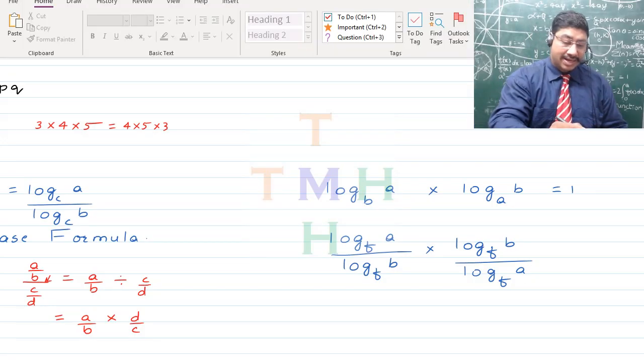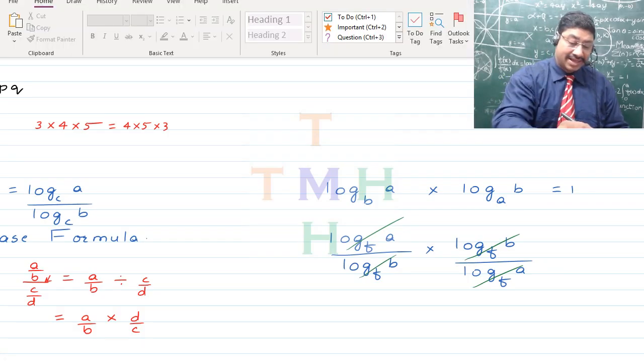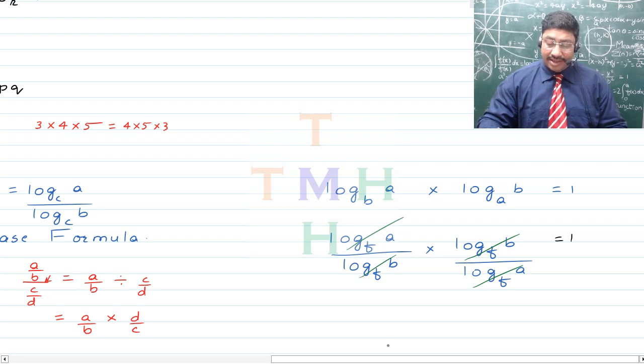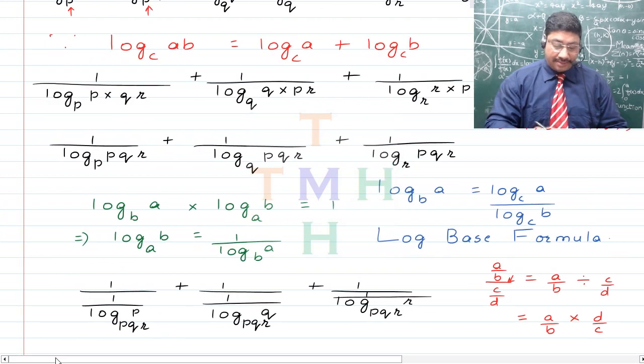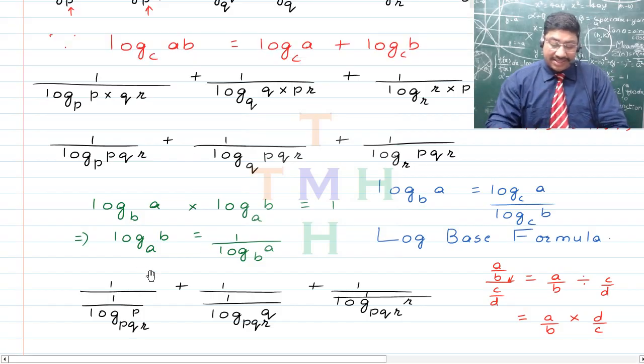Now we get to see that log A to the base F will get cancelled with log A to the base F, and log B to the base F will get cancelled with log B to the base F, and as such it is going to give you the product of just 1, and that finally is going to become equal to 1. That is the reason why here you can write this expression as log of B to the base A multiplied with log of A to the base B is equal to 1, and from this you get this expression that log of B to the base A is equal to 1 upon log of A to the base B, right?